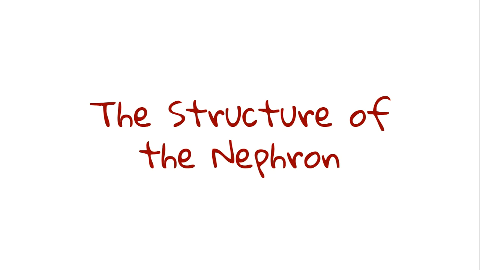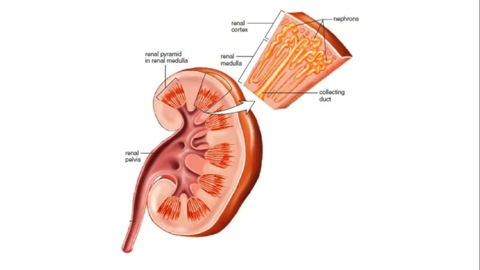In this video, we'll look at the structure of the nephron and go over a brief description of the function of each of the parts. Here's an image of a kidney, and you can see within the renal medulla are structures called renal pyramids. And within these renal pyramids, there are nephrons. And nephrons are the functional units of the kidney that actually do the filtering and control the concentration of substances in the blood.